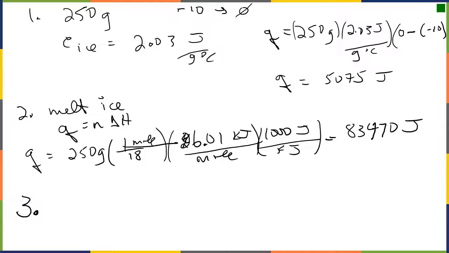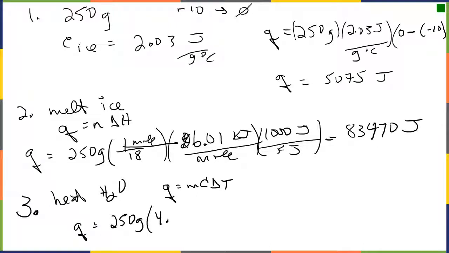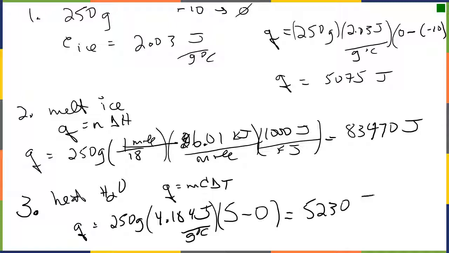Step 3. Step 3 is we're going to heat the water. Well, if we heat the water, our equation is going to be Q is equal to mass times specific heat capacity times delta T. We have a different specific heat because this is no longer ice, this is water. So we're going to have our heat Q is equal to 250 grams multiplied by 4.184 joules per gram degree Celsius. Again, that will be given, or you'll look it up. Multiplied by delta T. Well, our T final was +5. Our T initial at our phase change where our ice has melted is 0. And we're going to get a Q for this of 5230 joules.